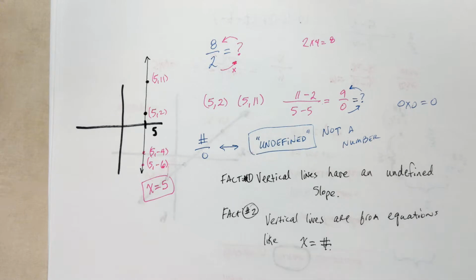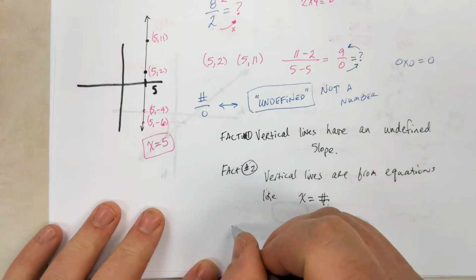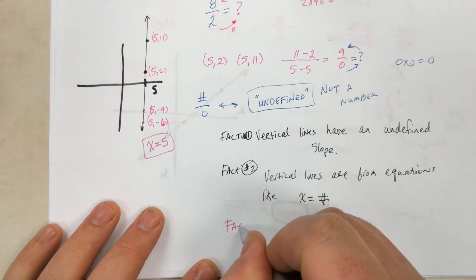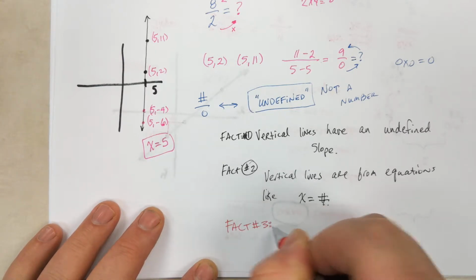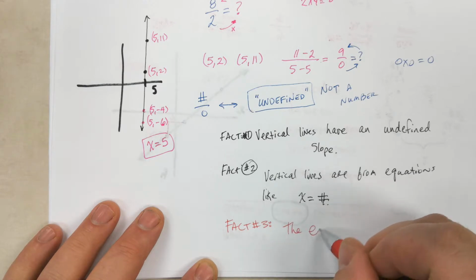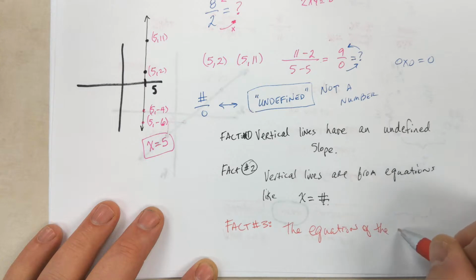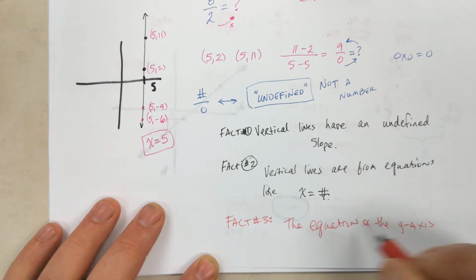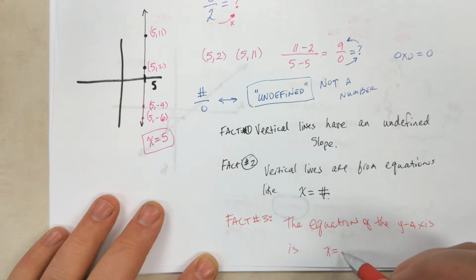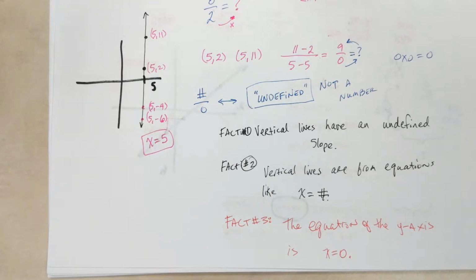So x is equal to some number. It's going to be a vertical line. And actually, third fact. This one's a little different though. The equation of the y-axis is x equals 0. X equals 0 is the y-axis.